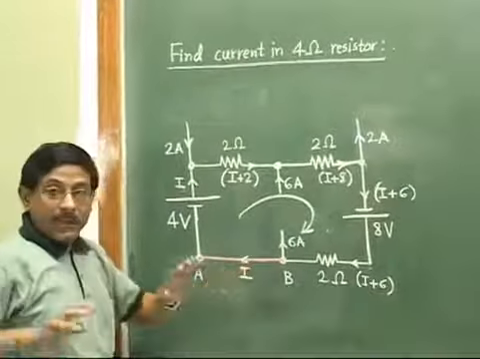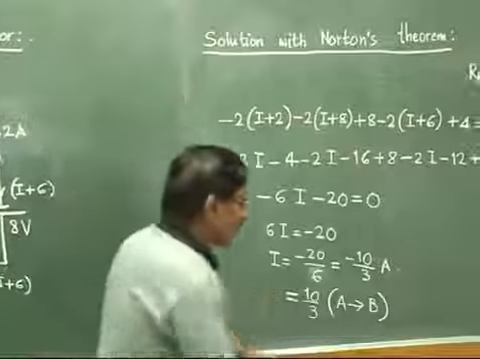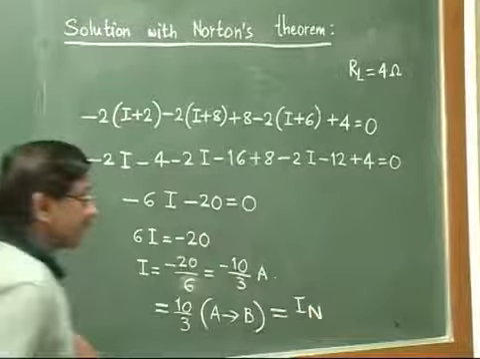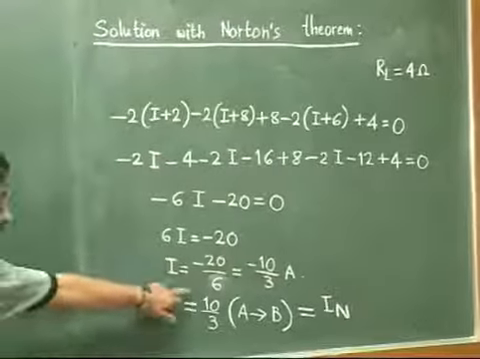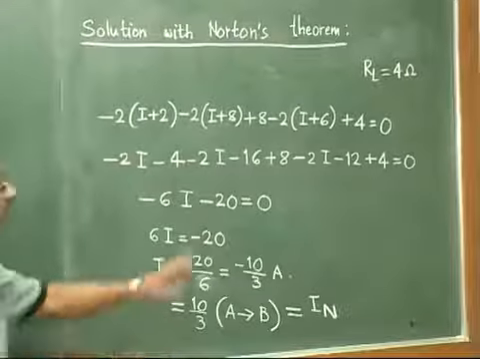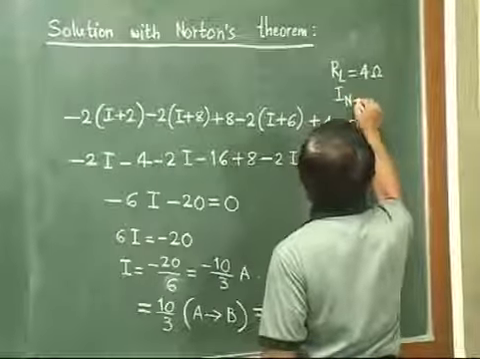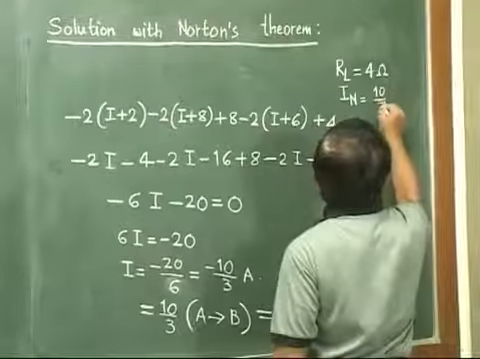And remember, what is I? I is the current in the shorted branch. That means in Norton's theorem, this value must be equal to the Norton's equivalent current value. So this is nothing but the value of IN. So the value of IN is 10 by 3. Okay. So here we write the second answer, that we got IN as 10 by 3 ampere.